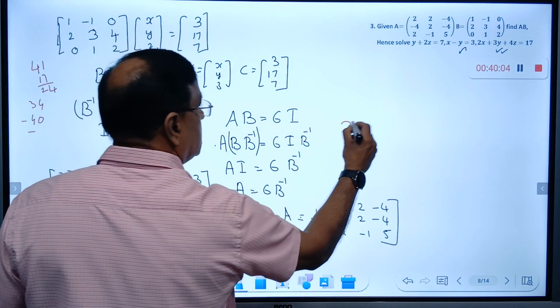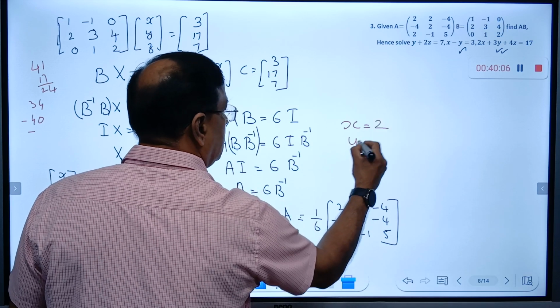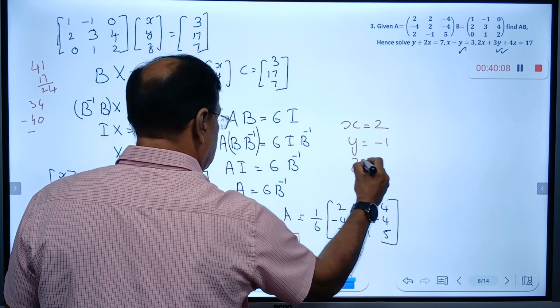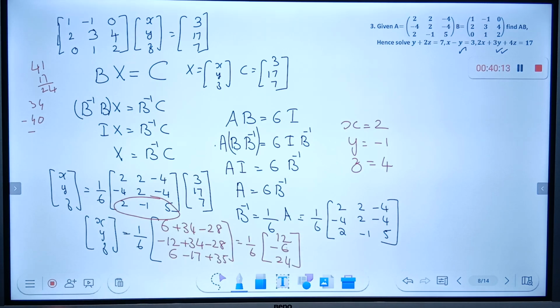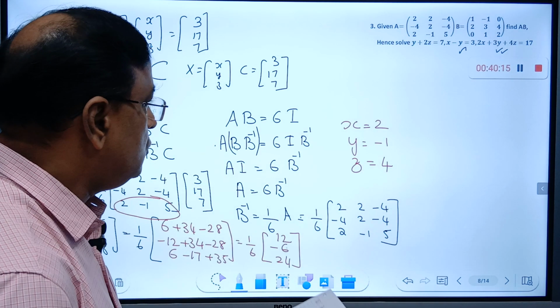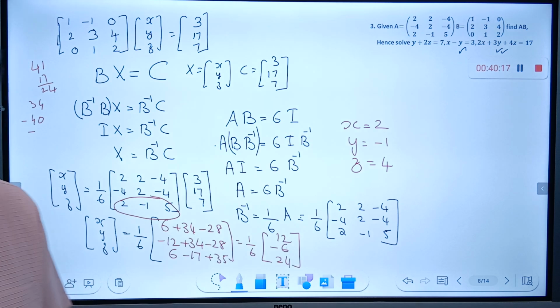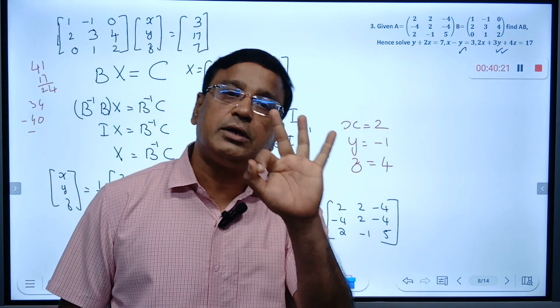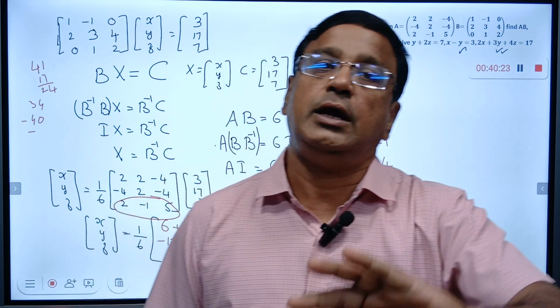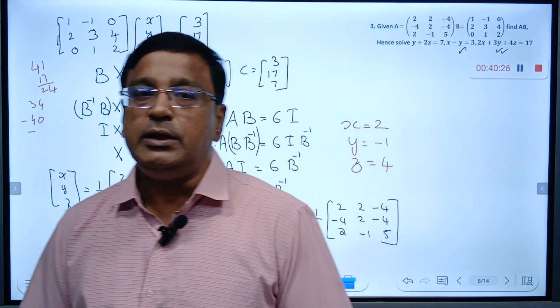So you get x is equal to 2, y equal to -1, z equal to 4. I think the calculations are correct. X is equal to 2, y equal to -1, z equal to 4. I hope this is clear. See, there are three types. All three problems are important. All three are totally different. In what way are they different?